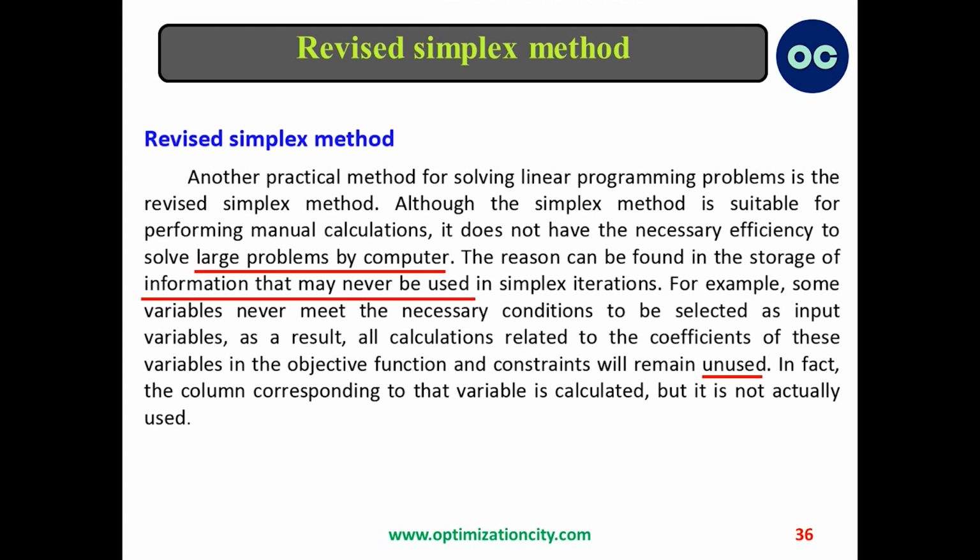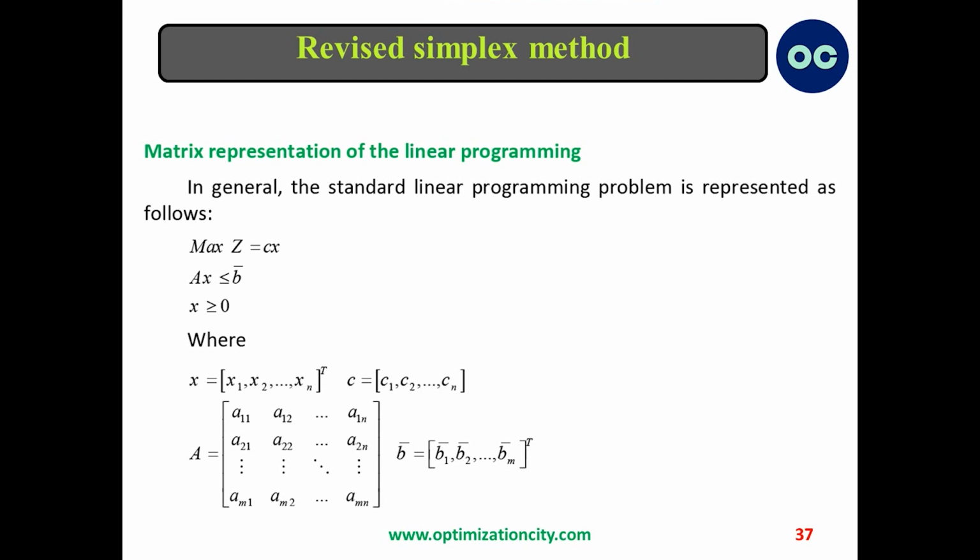This makes it necessary to define the matrix formulation of the LP model. To represent the standard linear programming model, we use the matrix as follows. Let's see the following model as a matrix. So we are going to maximize z equal to c times x, subject to A times x less than or equal to b bar, and x is non-negative, where x is a vector including x1 till xn, c is a vector as well, c1 to cn, A is a matrix that includes the coefficients of the variables for the functional constraints, and b bar is a vector that includes the right-hand side of the constraints.